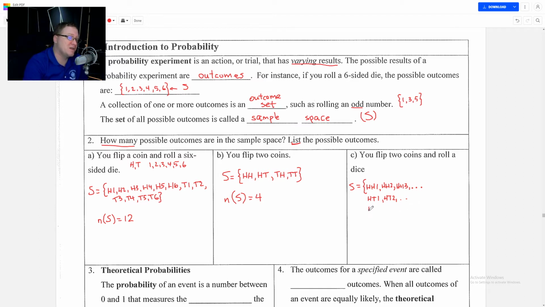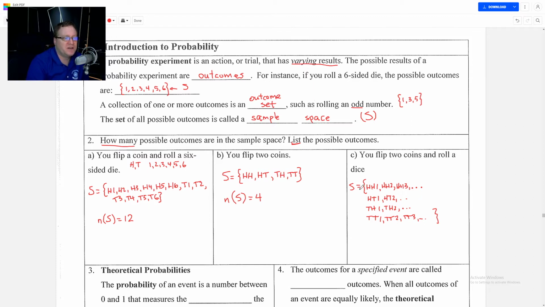Or I could get tails, heads, 1. Tails, heads, 2. And tails, heads, 3, tails, heads, 4, tails, heads, 5, and so on. Or I could get tails, tails, 1. Or tails, tails, 2. Or tails, tails, 3. And then so on until I get to tails, tails, 6. So that would be a list. If I wrote it all out, that would be a list of all the possible outcomes.